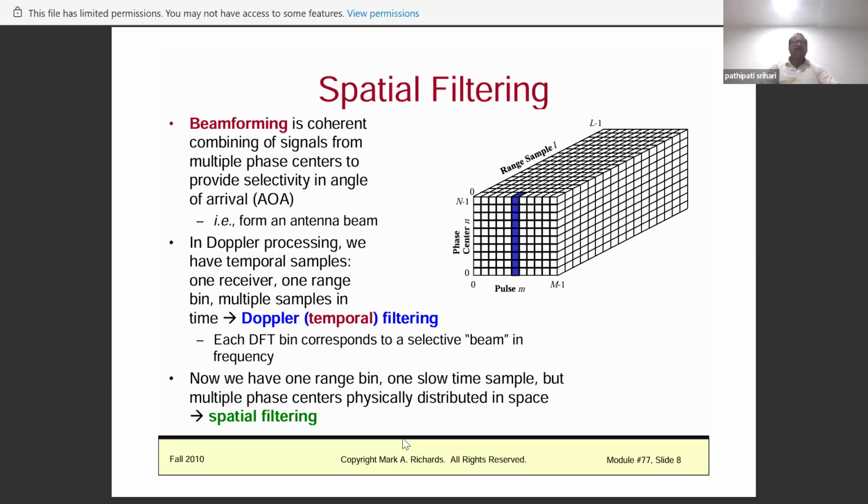In Doppler processing, we have temporal samples: one receiver, one range bin, multiple samples. That is what is Doppler sampling, so you don't need to bother about it. Now we have one range bin, one slow time sample, but multiple phase centers physically distributed in space. This is known as spatial filtering. So the beamforming definition is this: coherent combining of signals from multiple phase centers to provide selectivity in angle of arrival. So spatial filtering is one range bin, one slow time sample, but multiple phase centers.